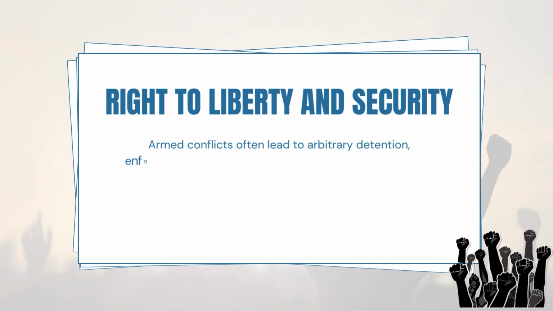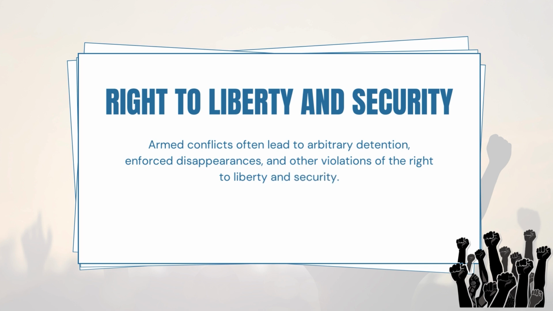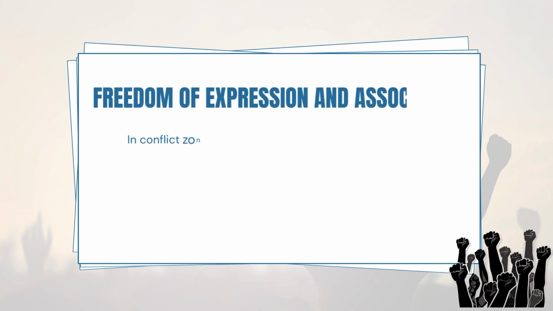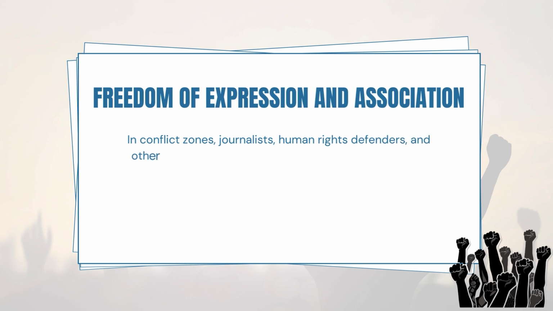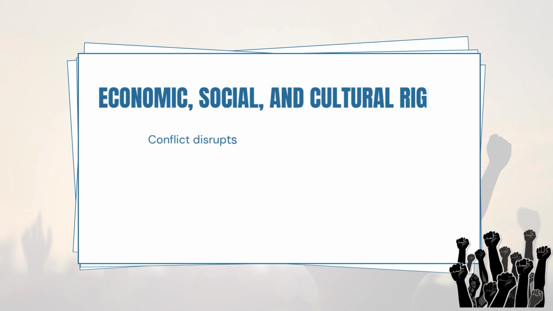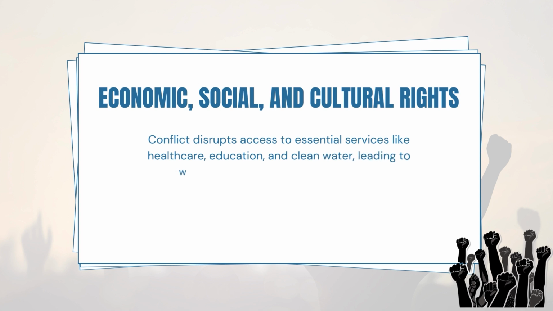Right to liberty and security. Armed conflicts often lead to arbitrary detention, enforced disappearances, and other violations of the right to liberty and security. Freedom of expression and association. In conflict zones, journalists, human rights defenders, and other voices of dissent are often targeted and silenced. Economic, social, and cultural rights. Conflict disrupts access to essential services like healthcare, education, and clean water, leading to widespread suffering and deprivation.